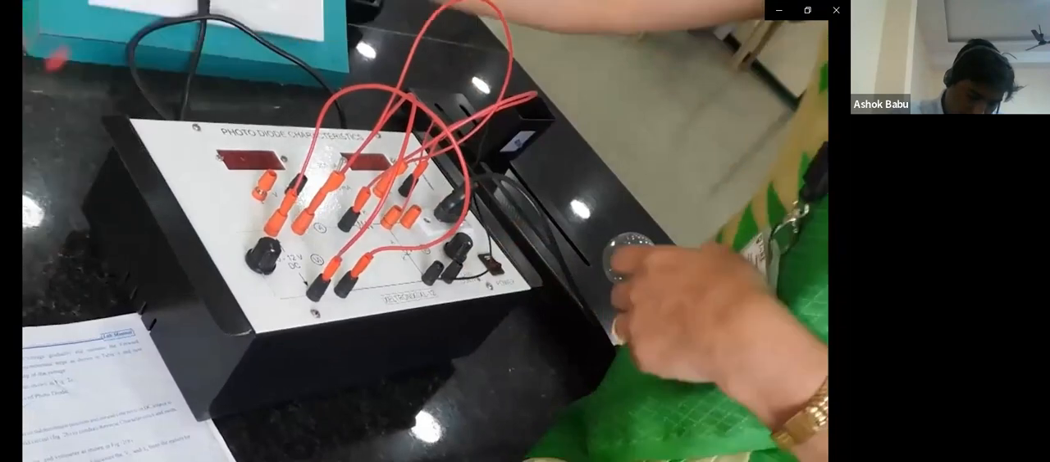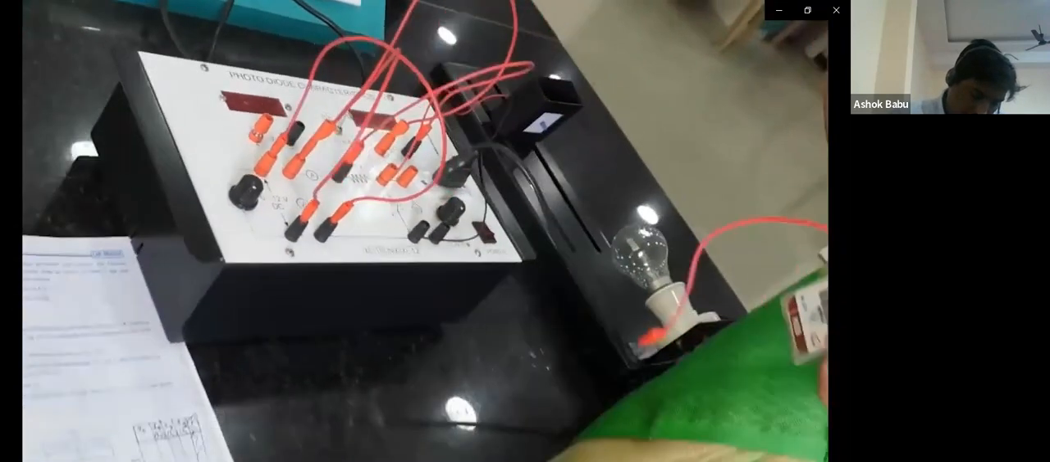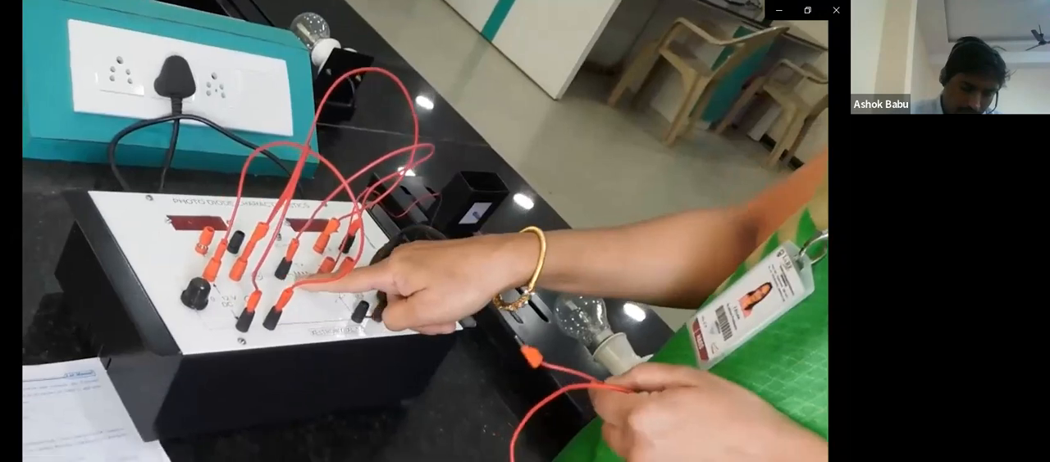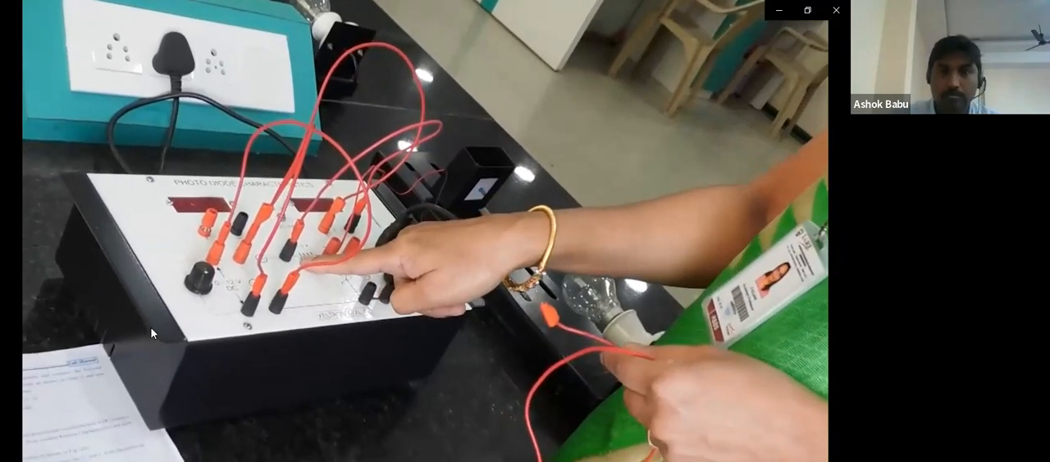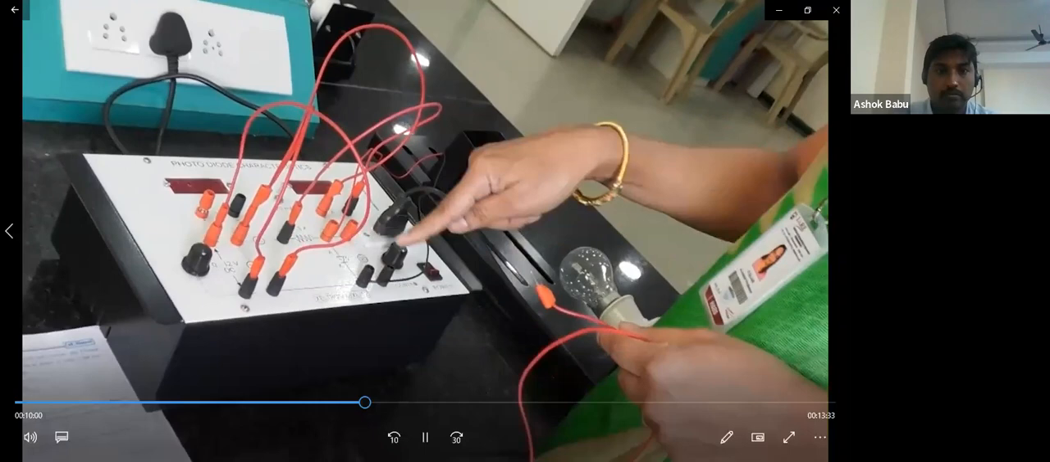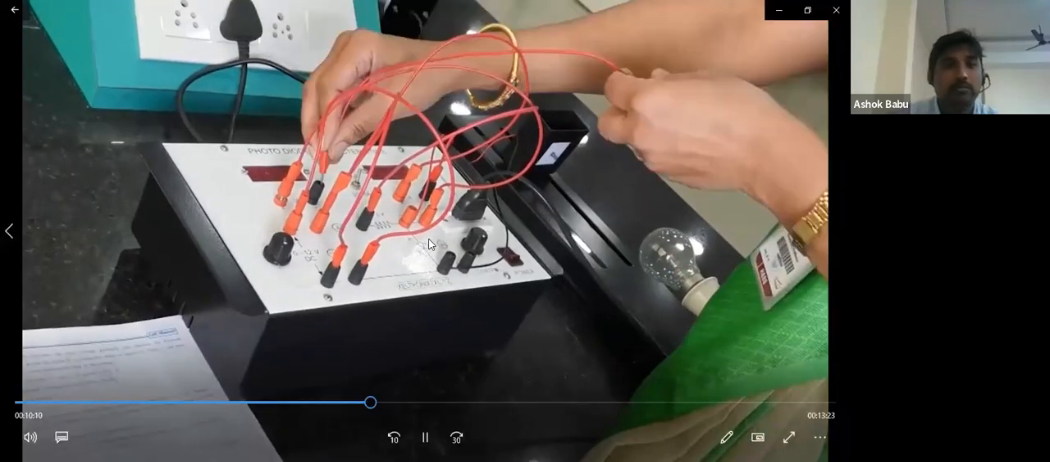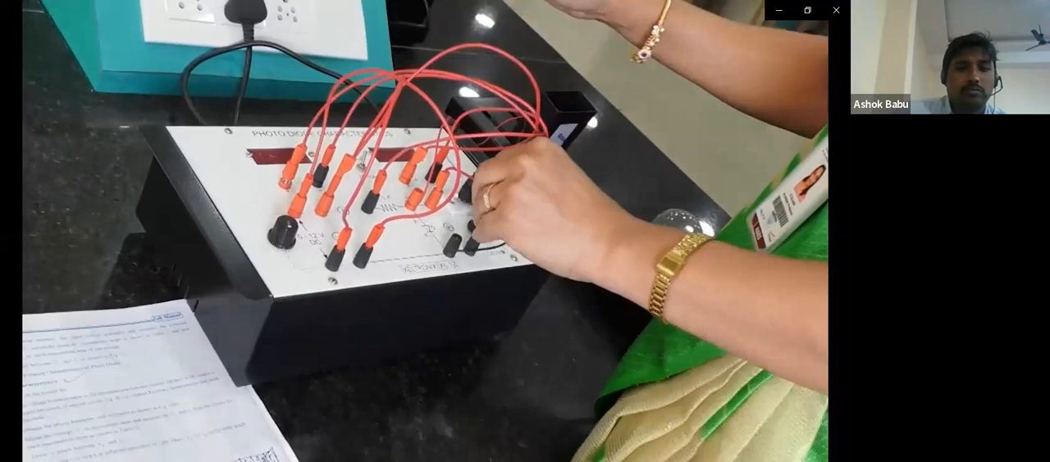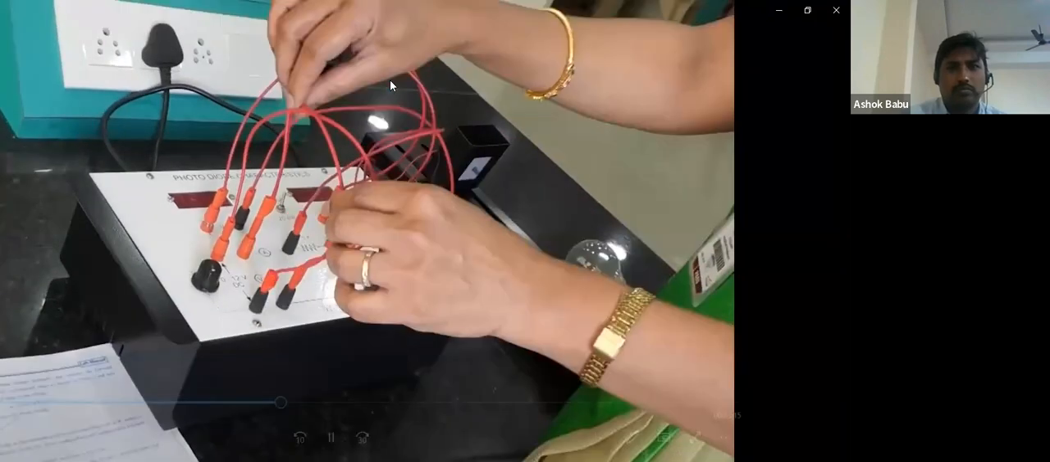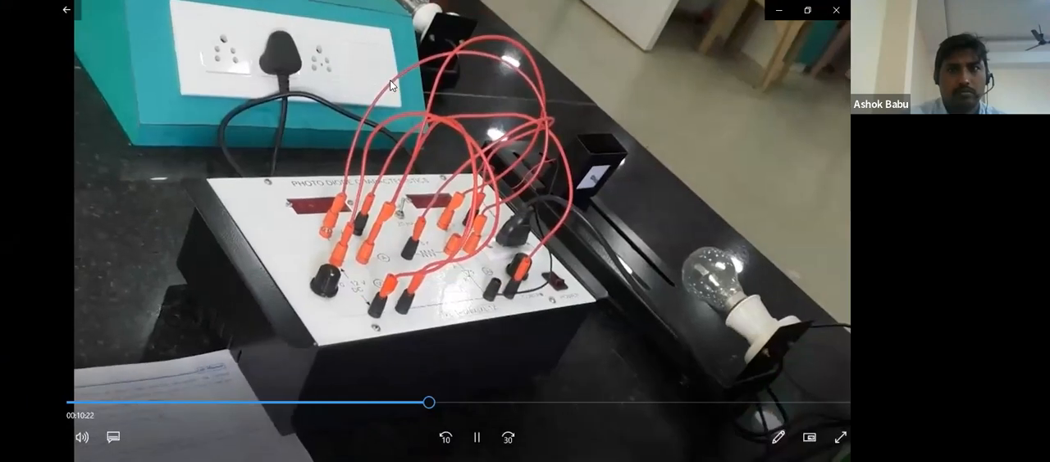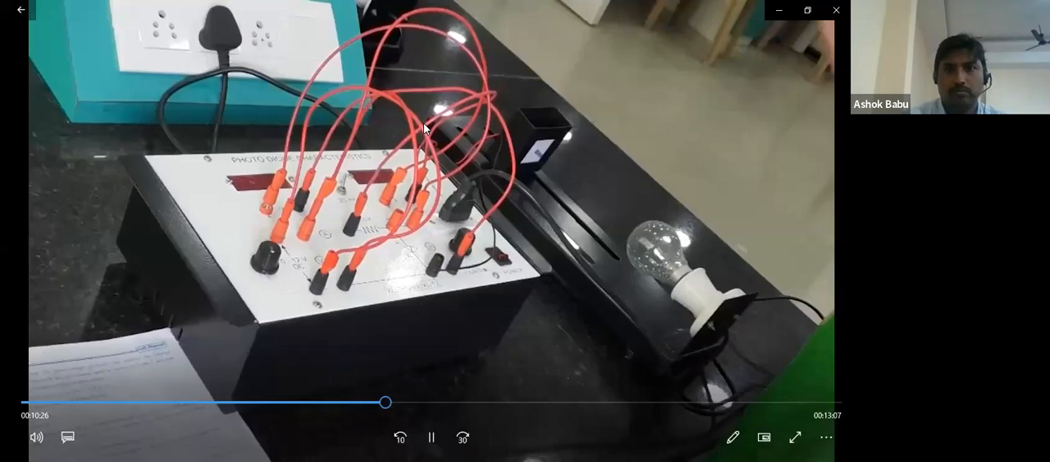Now we need to connect the voltmeter. One thing you need to understand here is an ammeter is always connected in series in a circuit and a voltmeter is always connected in parallel. So we connect it positive to positive and from the negative to the negative. So the circuit connections are done.